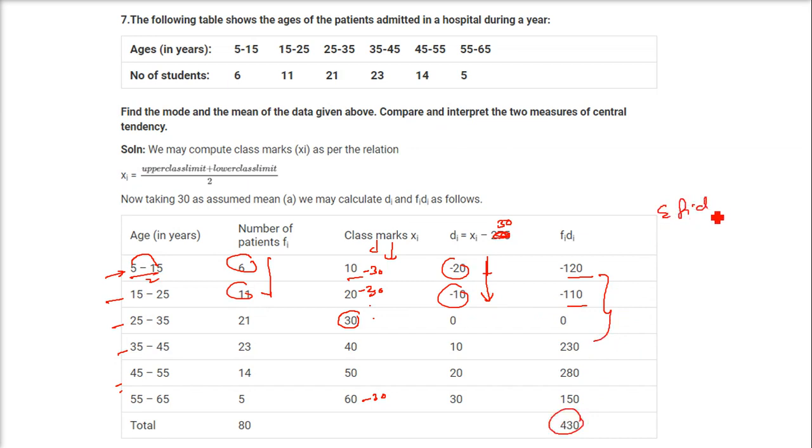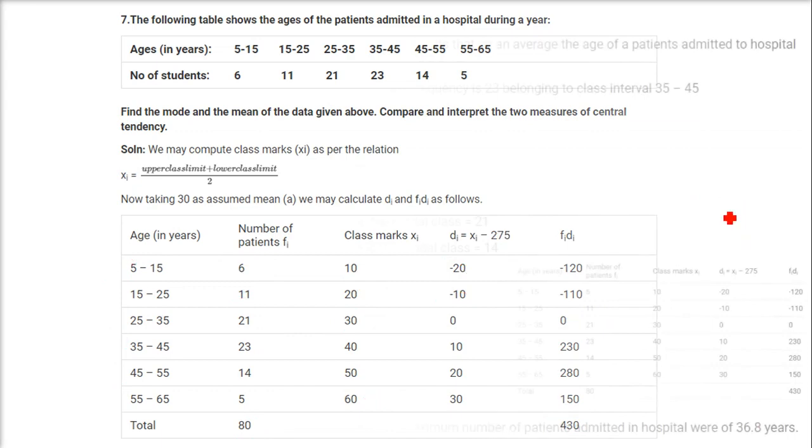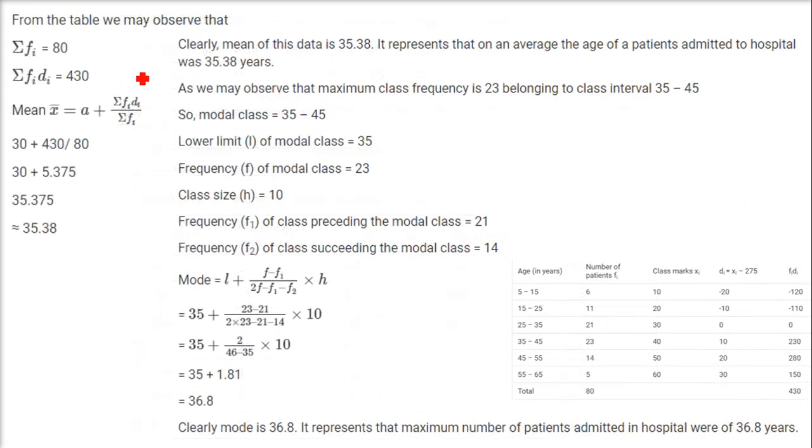You add these, this is sigma fi di. You add these, this is 80, this is sigma fi. So that is 430 by 80, this is your mean. This will come to be 35.38, and you have to add the assumed mean also, sorry, because 30 we have taken as the assumed mean. So 430 by 80 plus 30 is your mean or average.